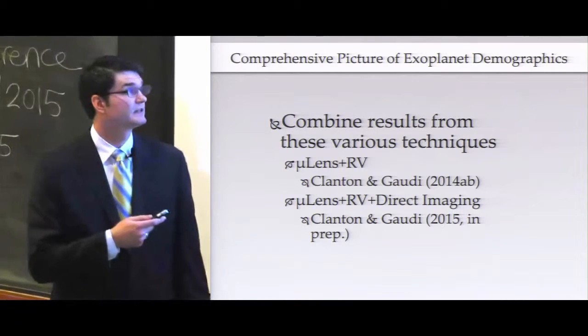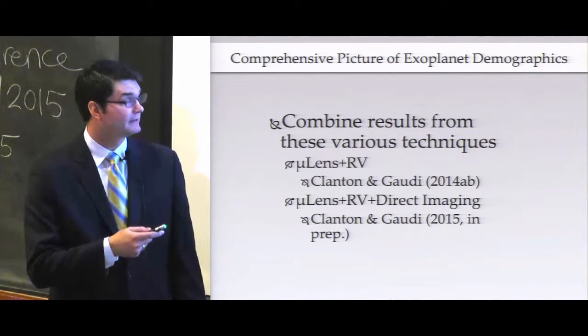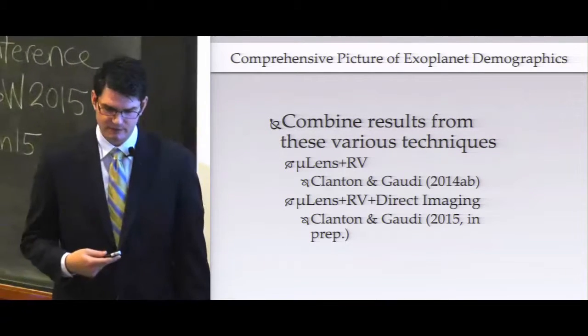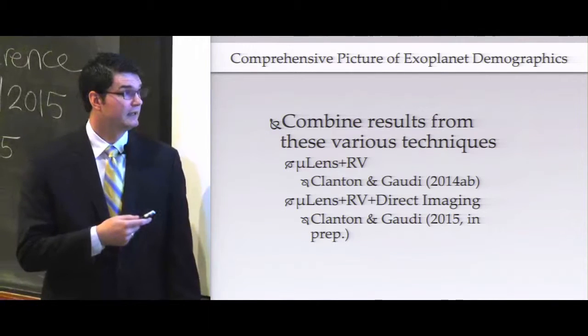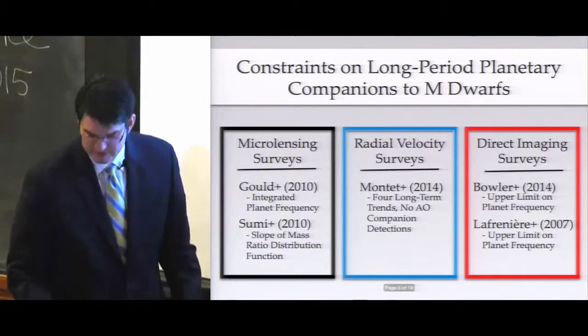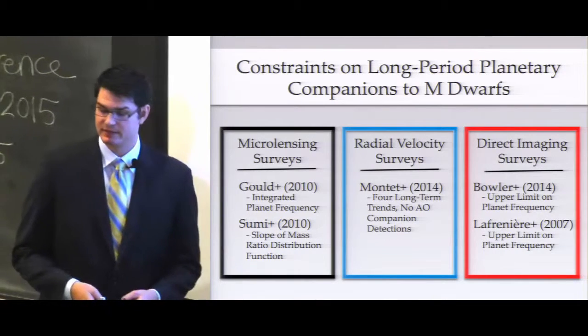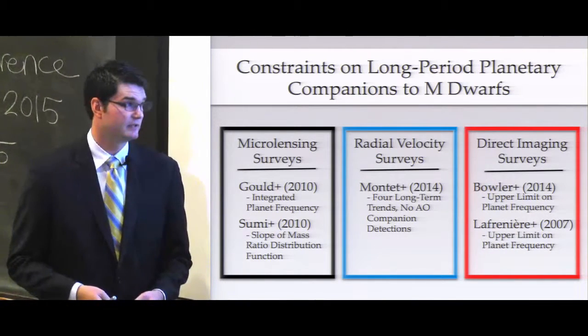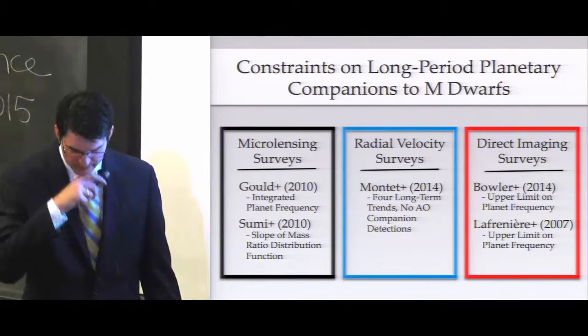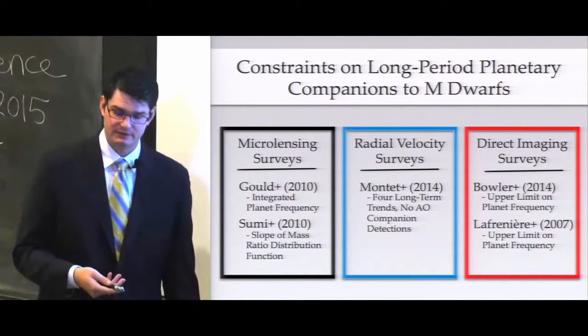And so on Monday, Scott talked about our comparison and combination of microlensing and radial velocity results. But today I'll tell you about another project that we're working on to also include the results of direct imaging. And specifically in this project, we're looking to place constraints on the long-period planetary companions to M dwarfs. So these are planets beyond just a couple AU. And as I mentioned, we compare with the results of 5 different surveys.